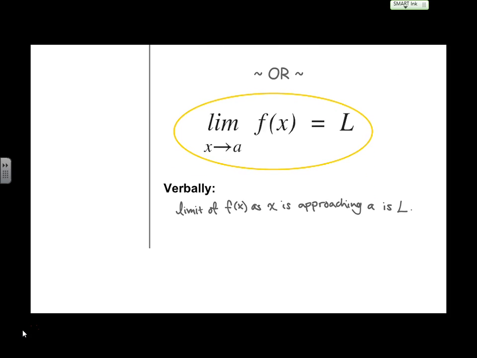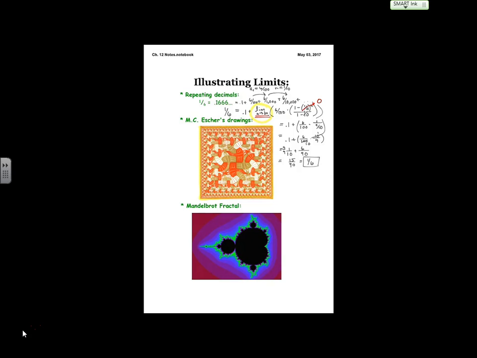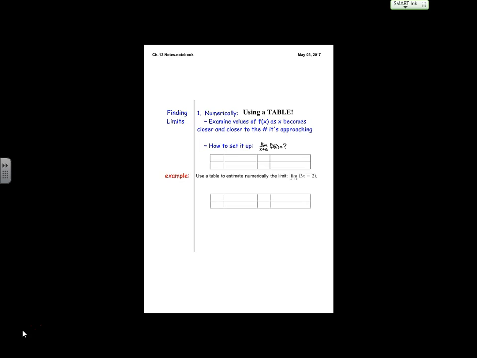And if the limit exists, then the limit of the function f of x as x approaches a is L. L is a y value. A is an x value. We talked about different ways limits can occur and can appear. And now we're on to starting to solve.